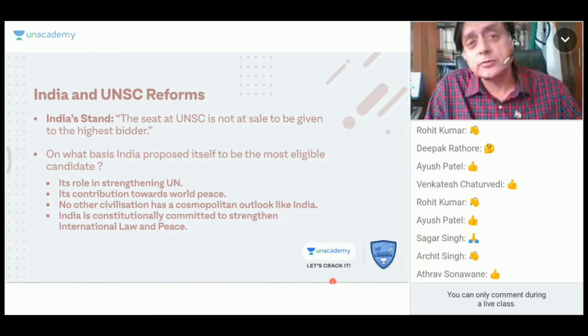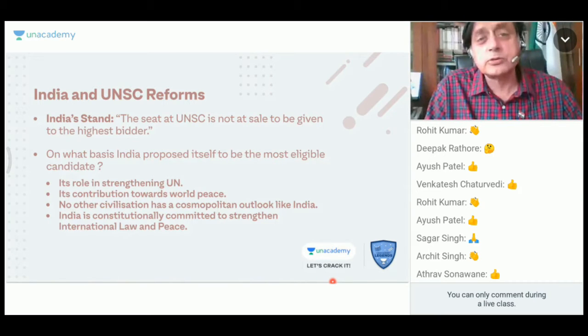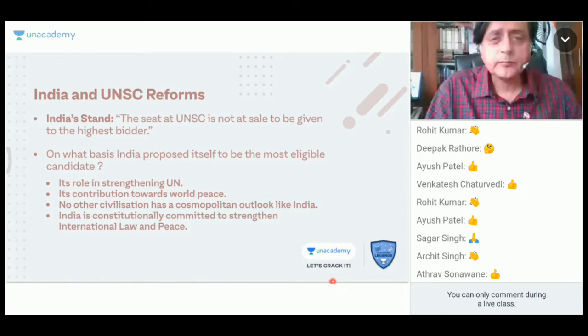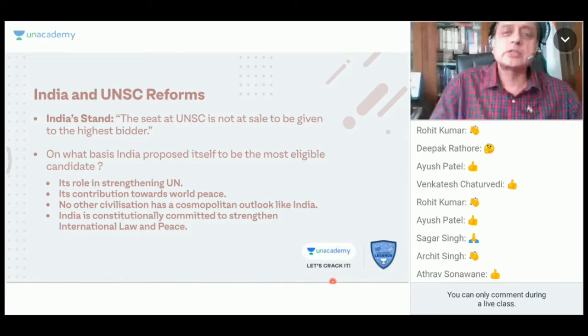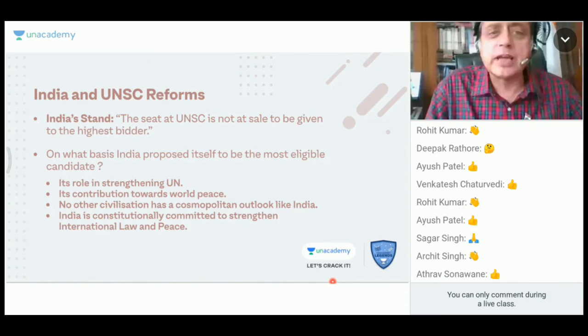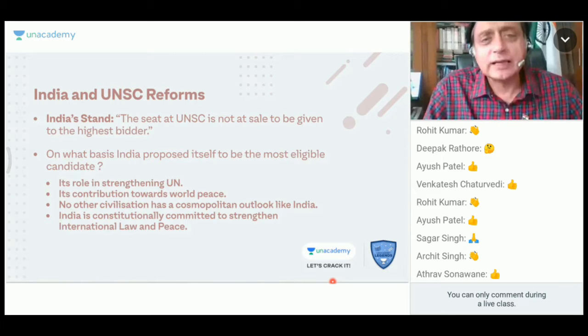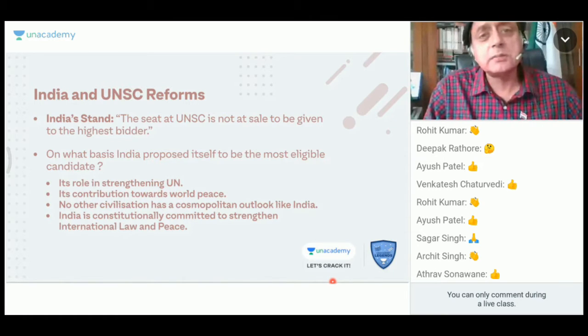India talks about the role of a country in strengthening the United Nations. India talks about its contributions to world peace, the fact that India is still today the largest single contributor of troops over the 54 operations over the 75 years of the United Nations. That it is a country that so far has been able to manage diversity at home very well. Sadly, in recent months, our record is not quite where it should be, but that's a different topic. And then, of course, our commitment to international law and peace has been very strong.